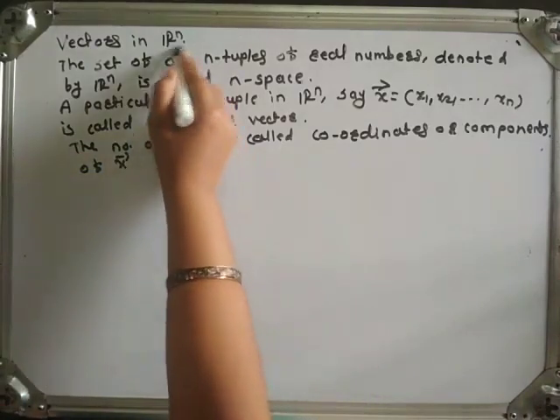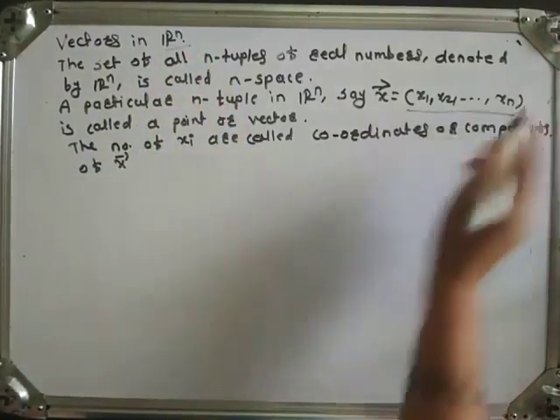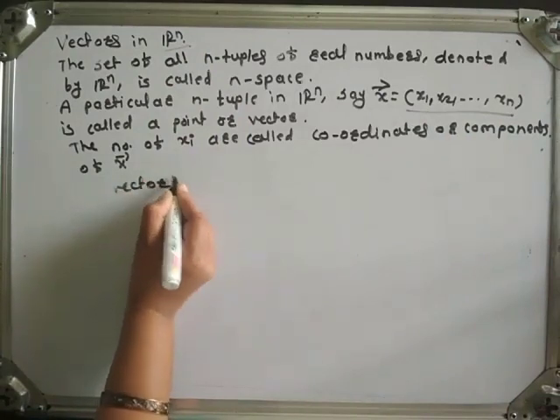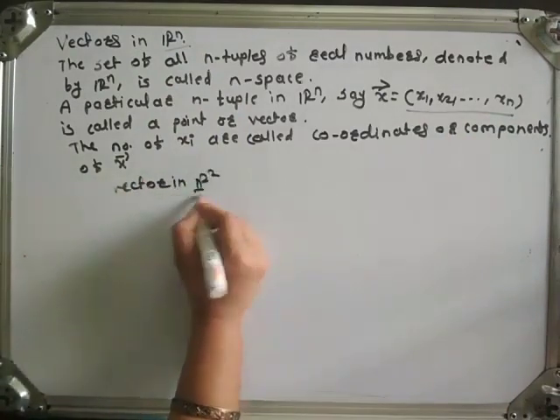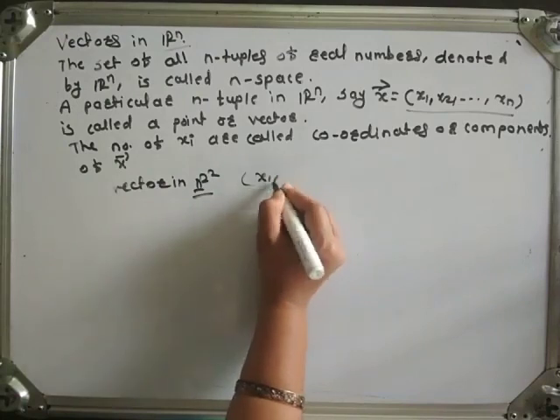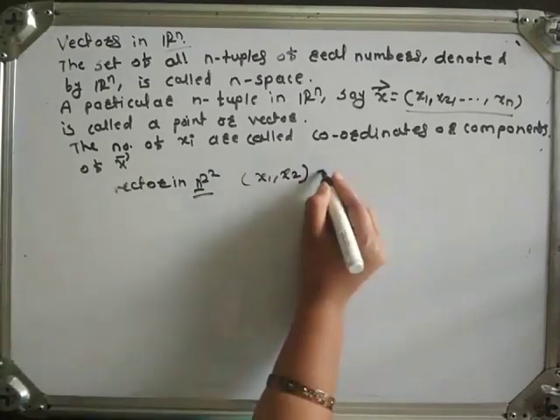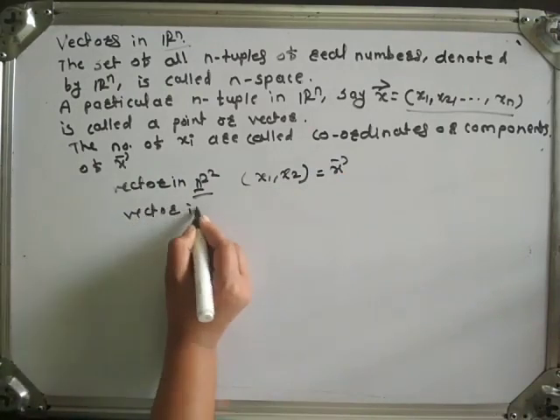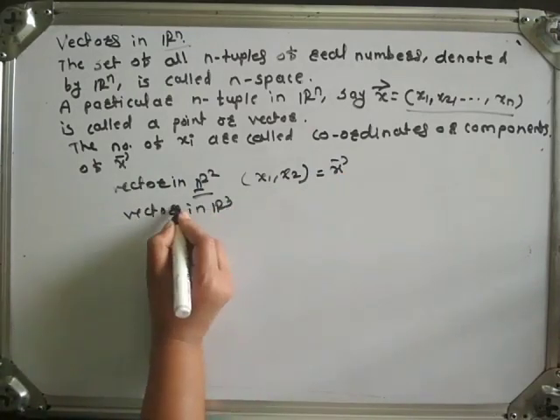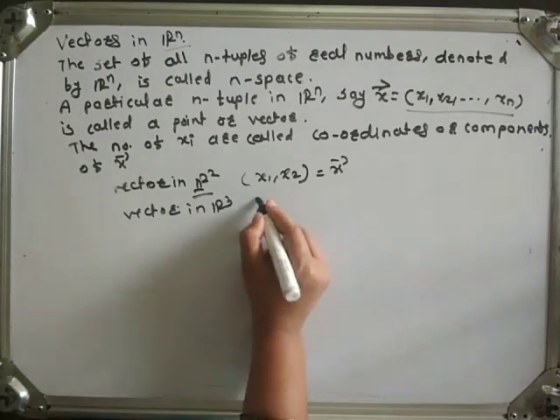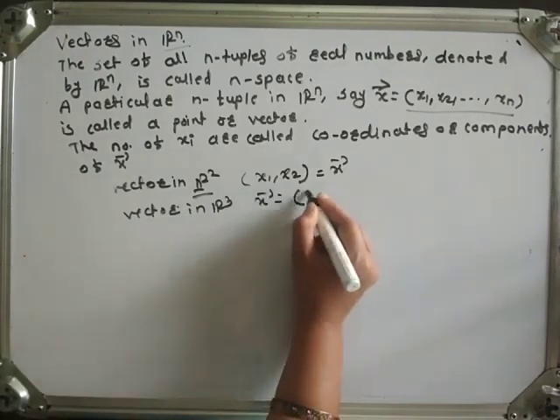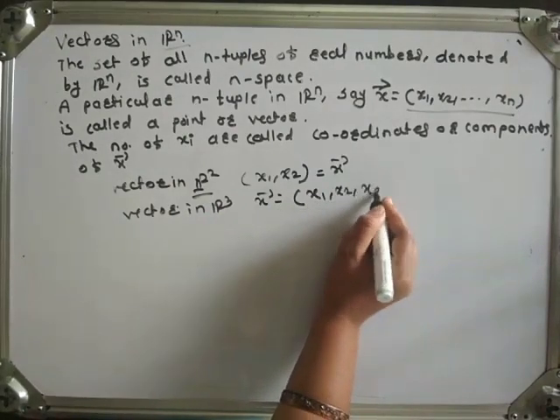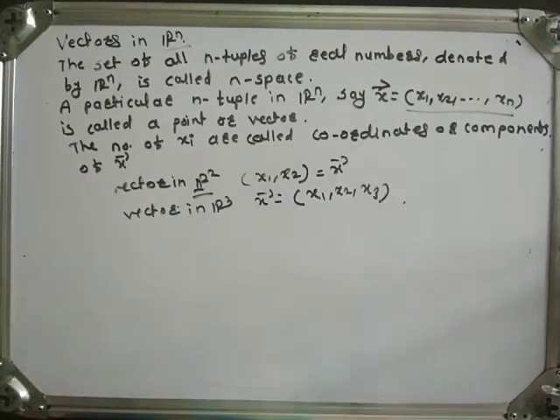Vectors in Rn are expressed in the form of n tuples. A vector in R2 is expressed in terms of an ordered pair, such as (x1, x2). A vector in R3, x bar, is expressed in terms of triplets (x1, x2, x3). Okay.